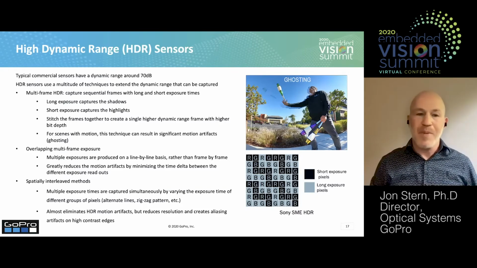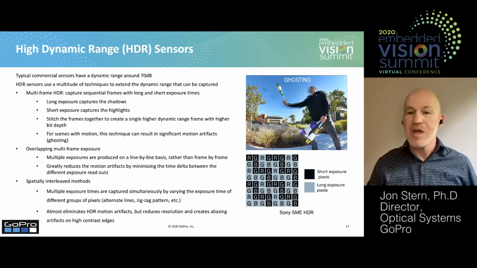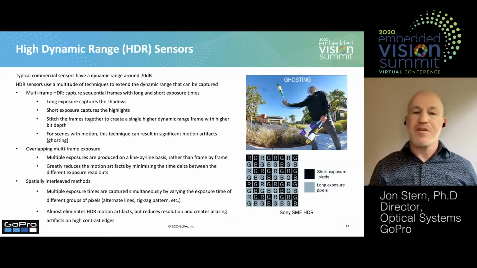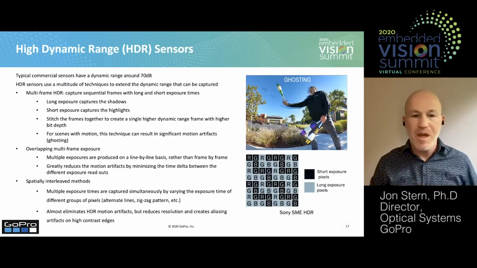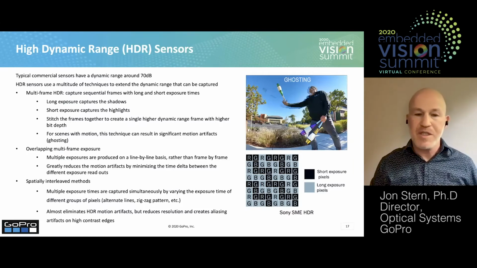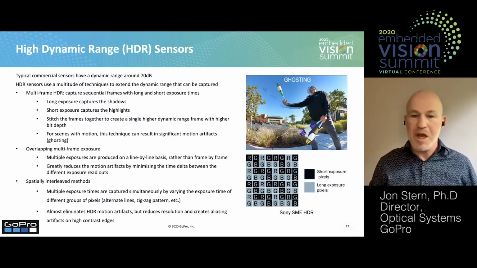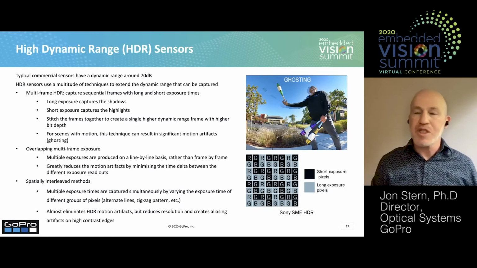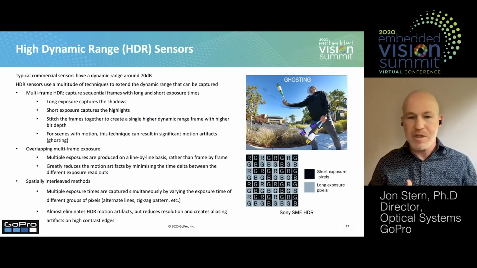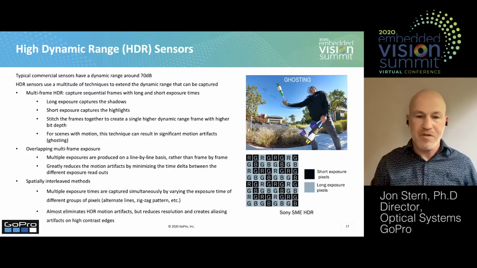Then you can use overlapping multi-frame exposure, where multiple exposures are produced on a line-by-line basis rather than frame-by-frame. This greatly reduces the motion artifacts by minimizing the time delta between the different exposure readouts. There are a number of different spatially interleaved methods where the multiple exposure times are captured simultaneously by varying the exposure time of different groups of pixels. So you can have alternate lines, zigzag patterns, etc. This almost eliminates HDR motion artifacts, but comes at the cost of reduced resolution and aliasing on high contrast edges.